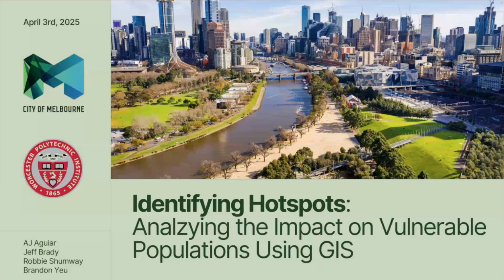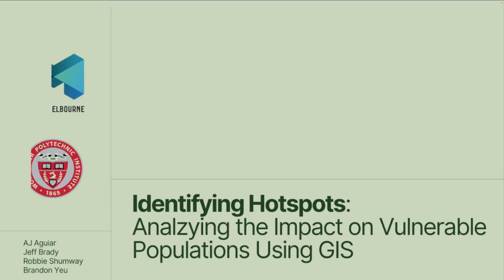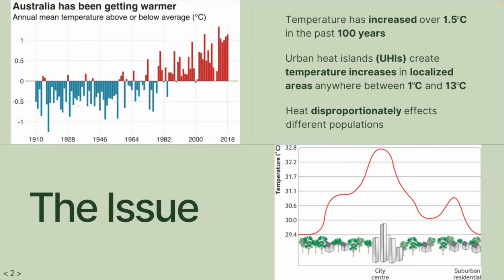For our submission, Identifying Hotspots, Analyzing the Impact on Vulnerable Populations Using GIS, we worked in partnership with the City of Melbourne's Climate Change Adaptation Team. Extreme heat is Australia's most deadly natural hazard, as it causes more fatalities than all other natural hazards combined.